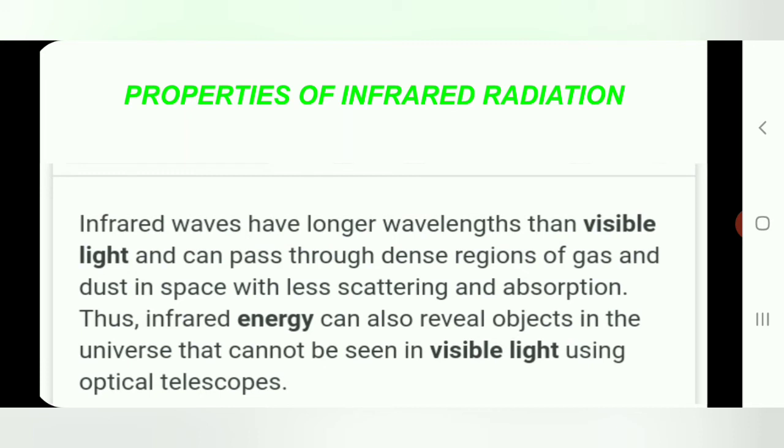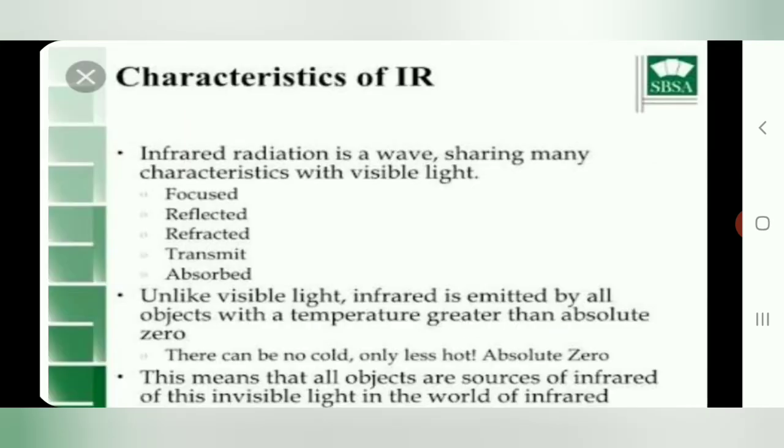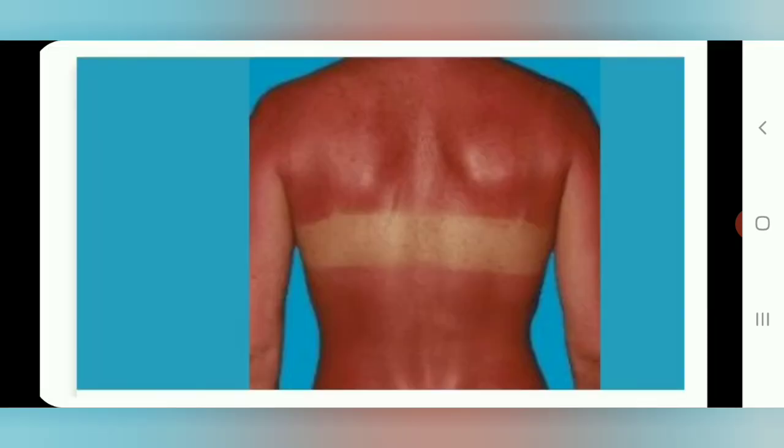Now, the properties. They travel in straight lines like light with a speed equal to 3 × 10^8 meters per second in vacuum. They obey the laws of reflection and refraction, as UV rays do. They do not affect ordinary photographic film. However, a specially treated photographic film is affected by them. They are detected by their heating property using a blackened bulb thermometer or a thermopile. These are the characteristics which I have already discussed with you.